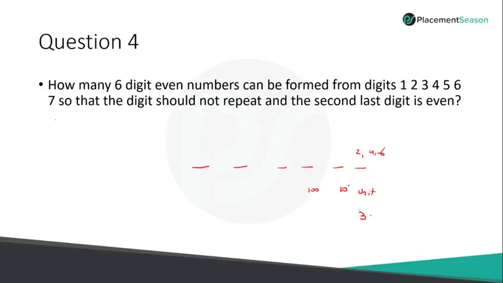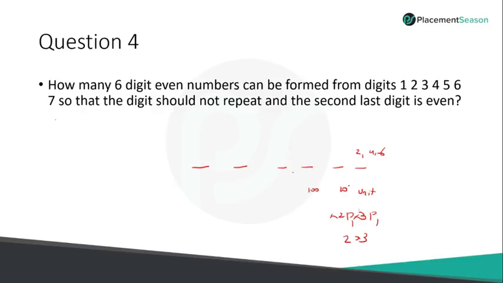So the last place can be filled in 3 different ways. And similarly, the second last digit also should be an even number. So you can write it as 2P1. Am I right? So the last 2 digits must be even numbers. So out of 3, you have to place them in 2 different places. So 6 arrangements are possible, like 2 into 3.